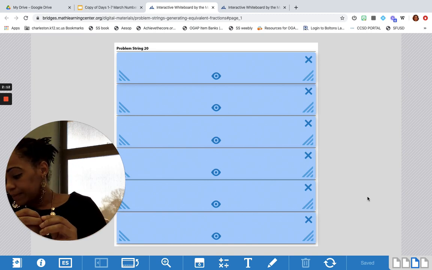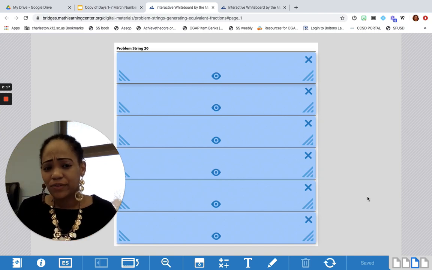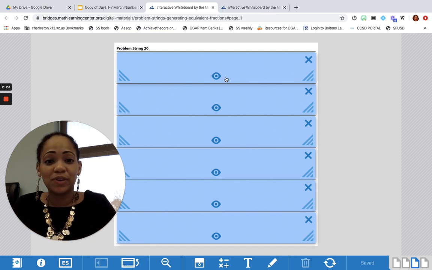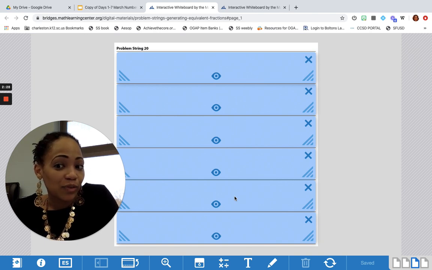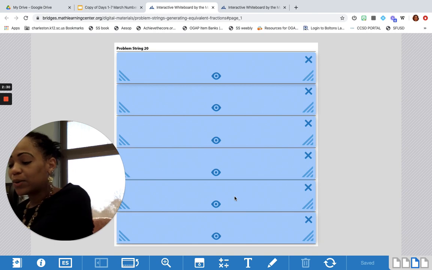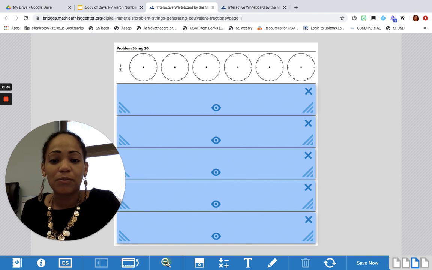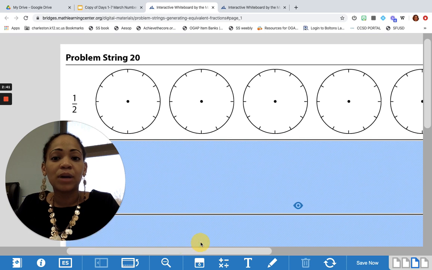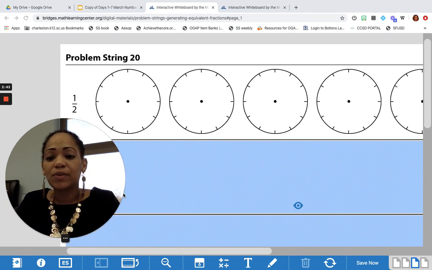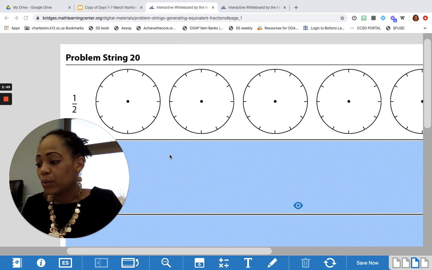Okay? All right. So we are going to be thinking how many different equivalent fractions we can find for blank. And as we reveal our problem string for today, we will see all the different fractions we're going to find equivalent fractions for. Let's begin with a very easy one. Problem strings usually start off more simple and then get increasingly more difficult. So let's start off with 1/2. How many different equivalent fractions can we find on a clock face of 1/2?